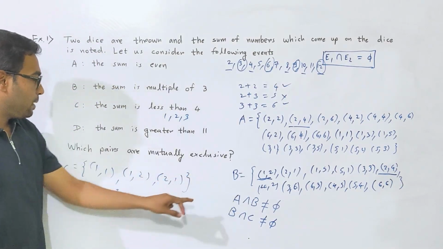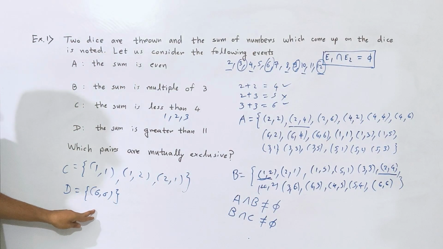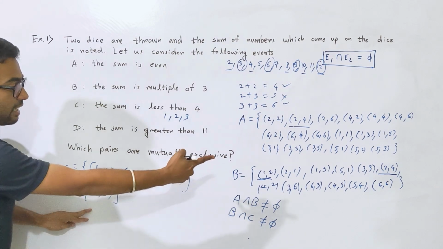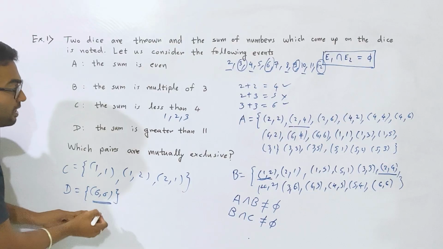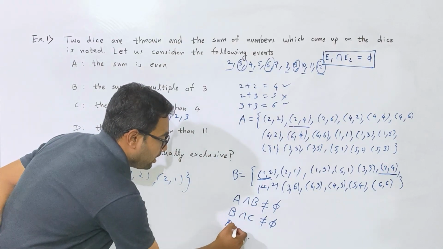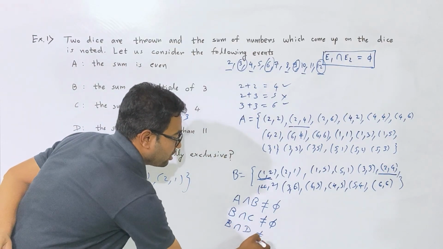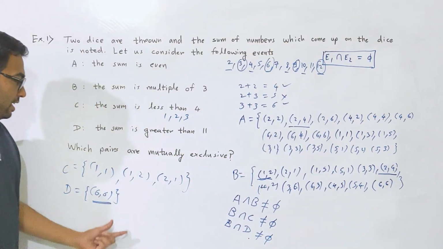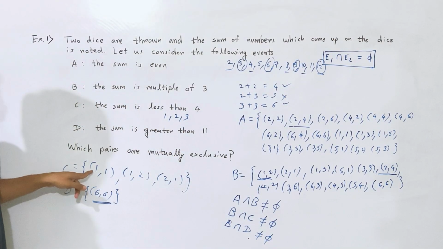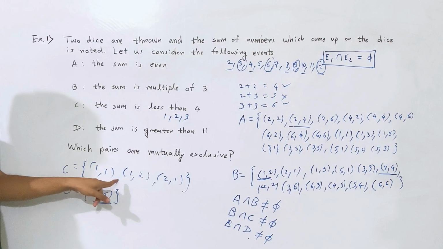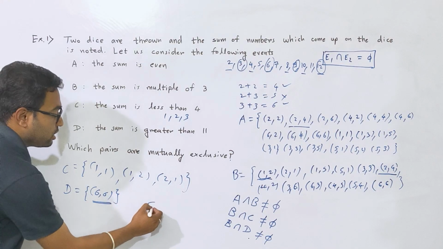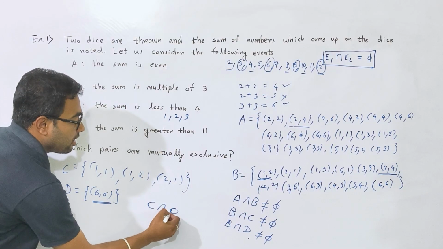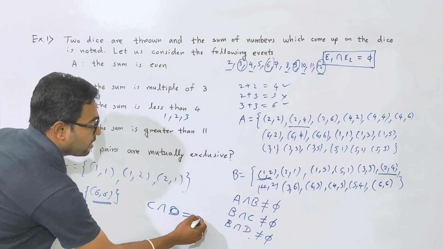Now let's go for B and D. This (6,6) is there. In B and D, this element is common. So B intersection D is also not empty. Now let's see C and D. Is any element common in these two? No. So C intersection D is empty.